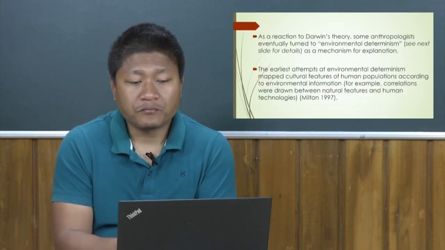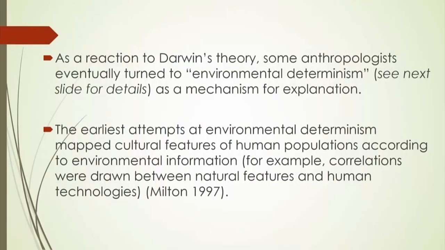Now, again, as a reaction to Darwin's theory, because Darwin focuses on the alarming increase of population, and he tends to perceive population as something which is not really fundamental, if not equitable, to the available resources.